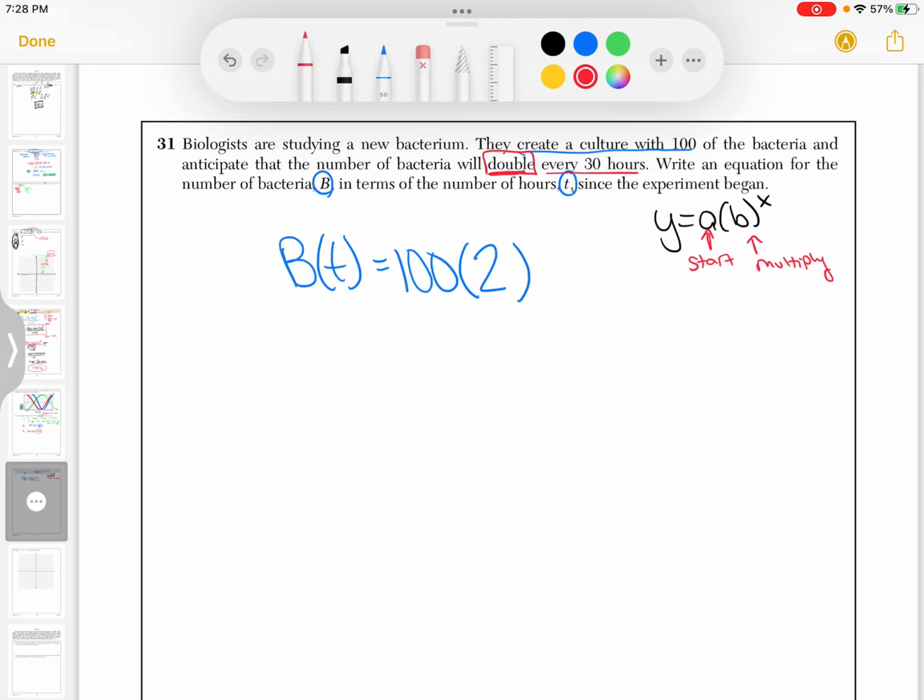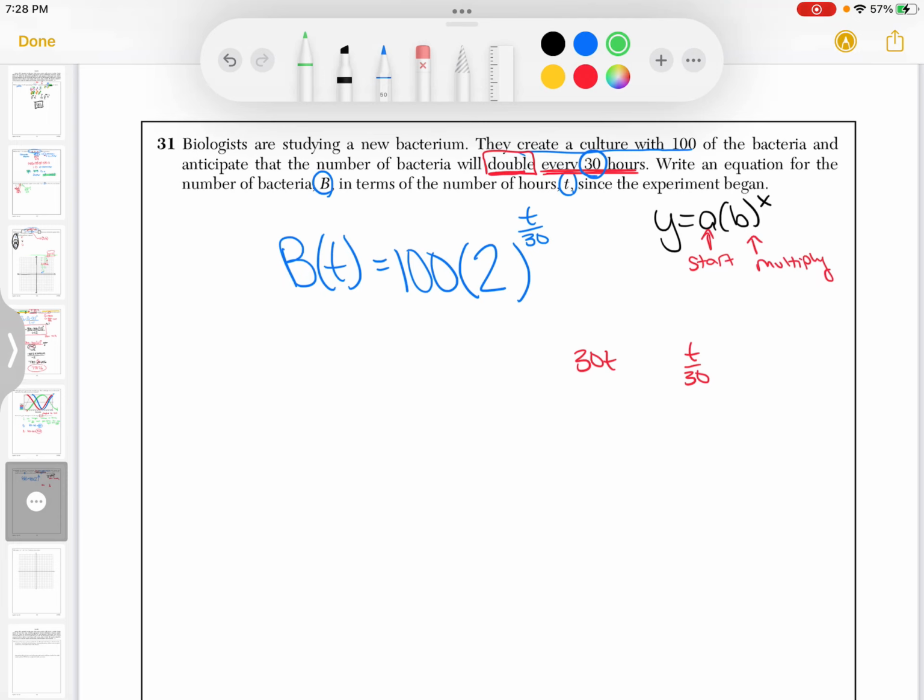Now here's the trick for this one. It's doubling every 30 hours. So it's not going to double like typically we would just raise this to the t. That's not going to work because if I plug in, let's say 1 hour, it can't just be raised to the 1 because it only doubles every 30 hours. So that's not going to work. I need to adjust something about my exponent to make it happen every 30 hours. That's something that I'm going to have to do is put it over 30. Now typically people are either between multiplying by 30 or dividing by 30.